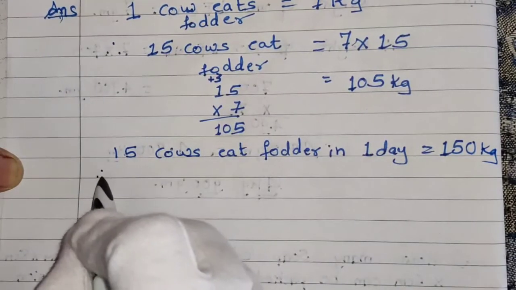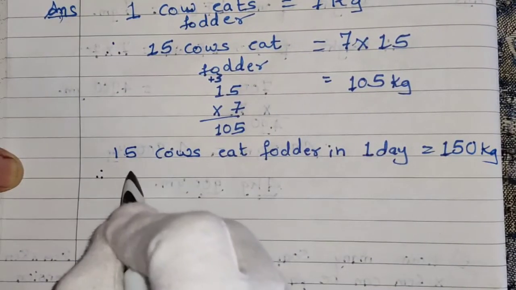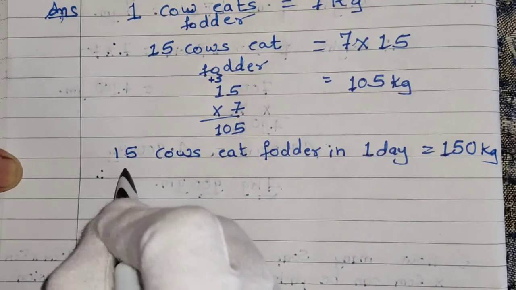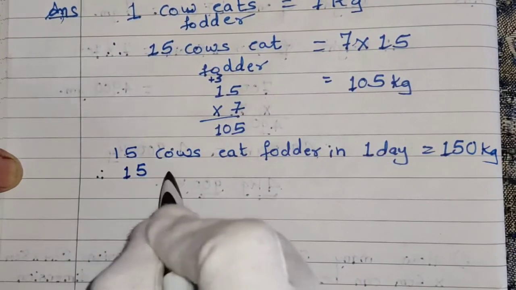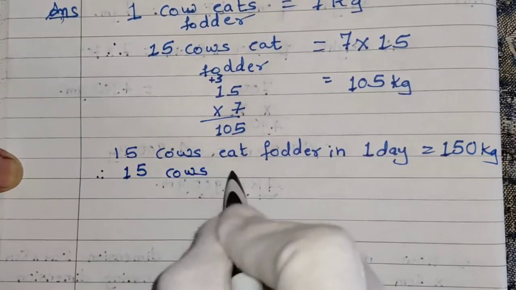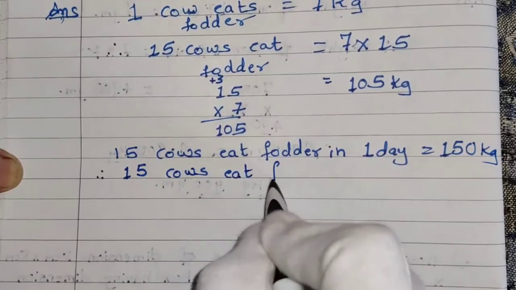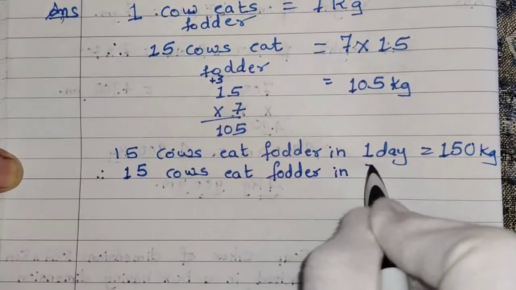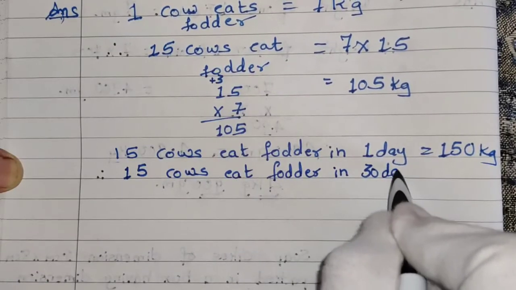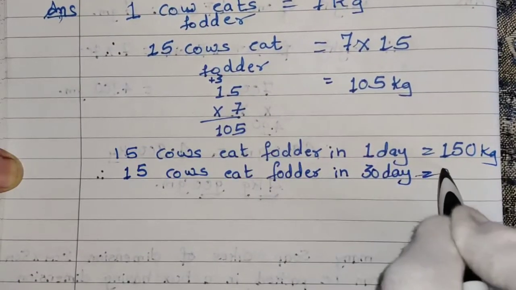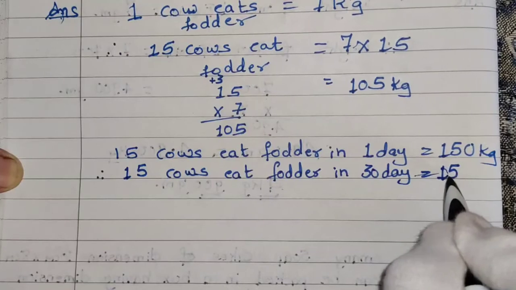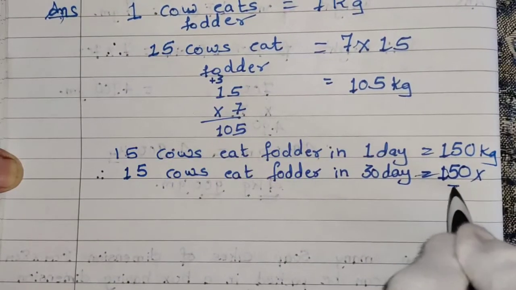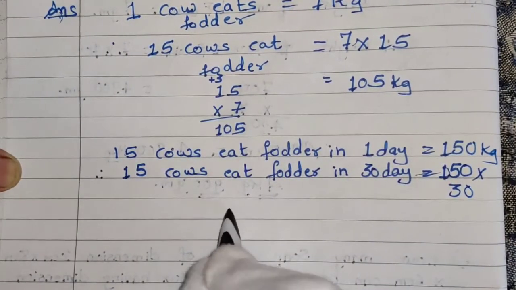So, therefore, these cows eat fodder. Okay, so again we are going to write 15 cows eat fodder in 30 days. So, what we are going to do? We will be multiplying 105 by 30. So, let us do the multiplication here.